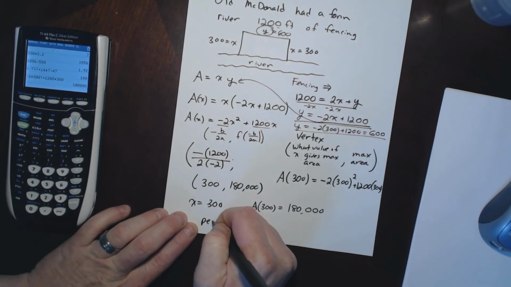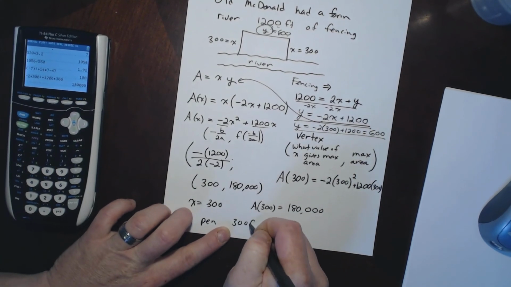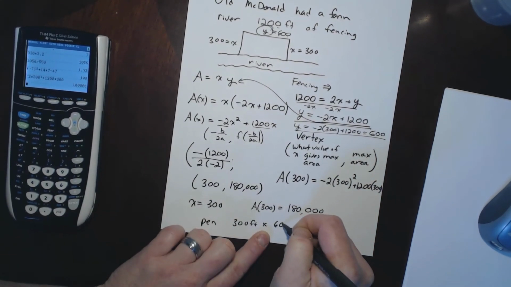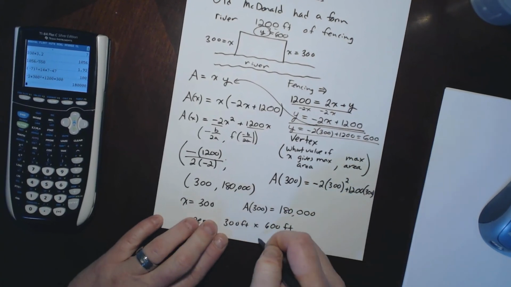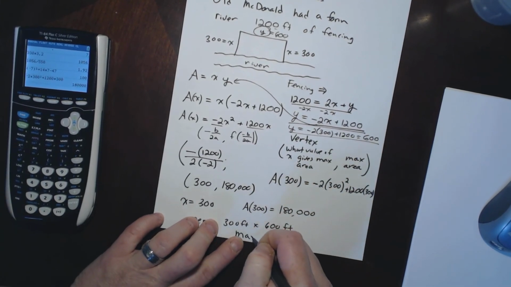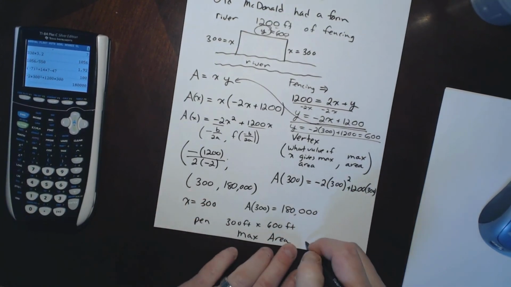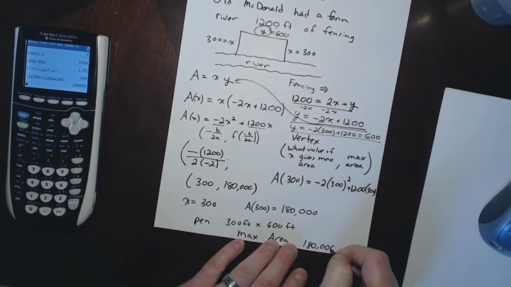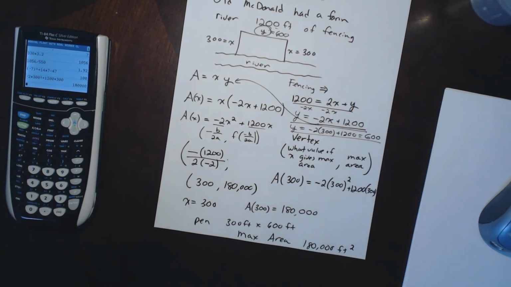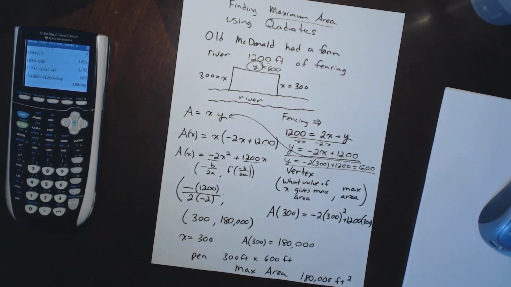So my pen is 300 feet by 600 feet, and it gives me a maximum area of 180,000 square feet. And this is a classic maximum value problem.